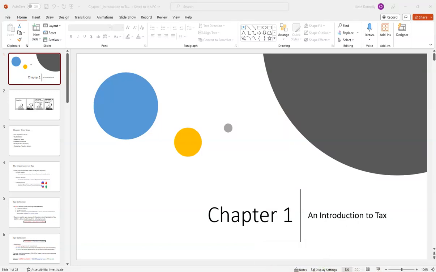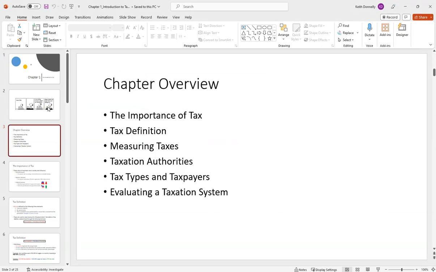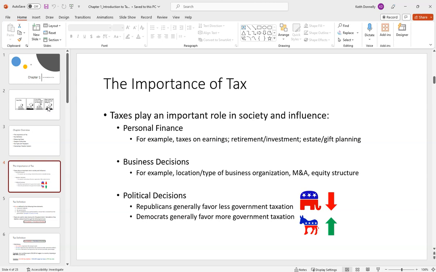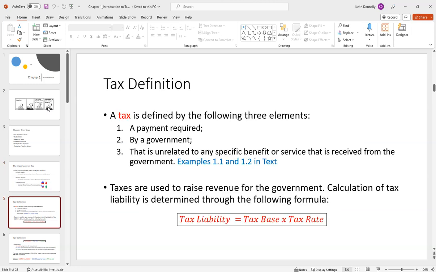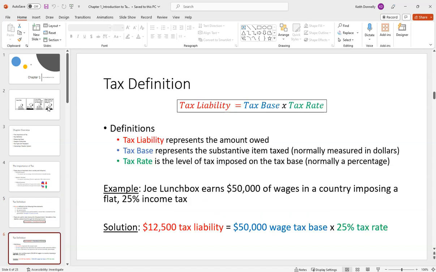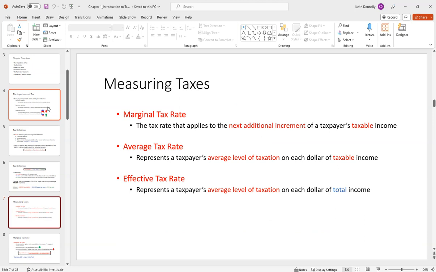Okay, hi everyone. This is going to be the second lecture for chapter 1. Last time, we were talking at a high level about taxes, what role they play in society, how we define a tax, and how we calculate what you owe. We said there's a special way to do it for individuals. The IRS gives you those tables. We ran through an example, then talked about how we describe taxes.